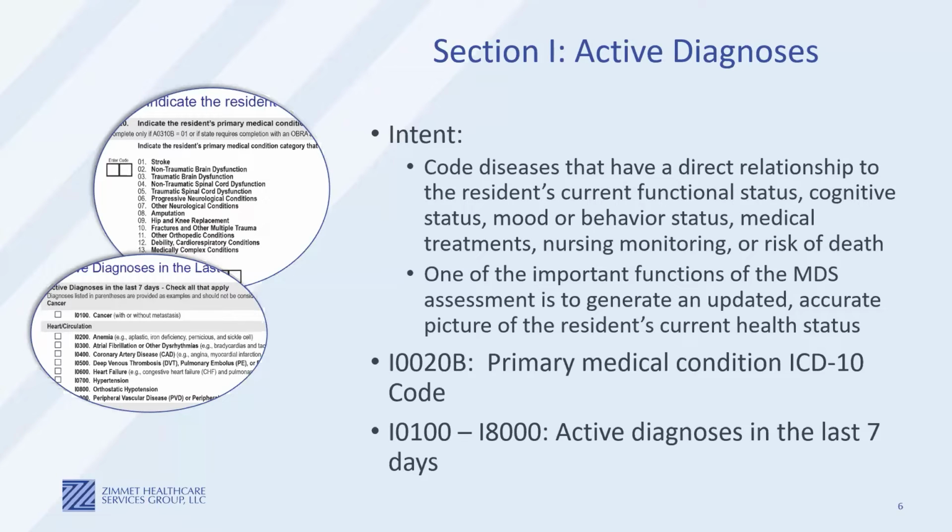So first we'll talk about active diagnoses, and then we'll get to coding infections. For the active diagnoses in section I, the intent is to code diseases and conditions that have a direct relationship to the resident's current functional status, their cognitive status, mood and behavior status, medical treatments, nursing monitoring, or risk of death. So one of the important functions of our MDS is to generate an updated, accurate picture of the resident's current health status with all of our team using the same observation periods. So we're getting a picture of the resident at a snapshot in time generated by the assessment reference date.